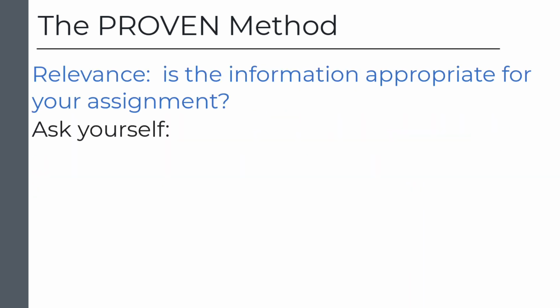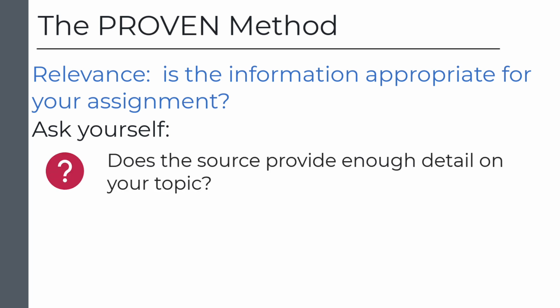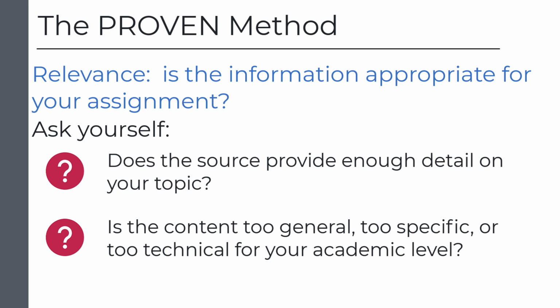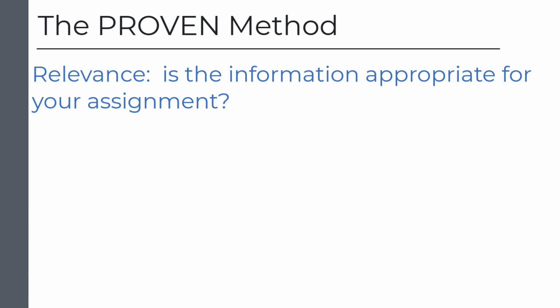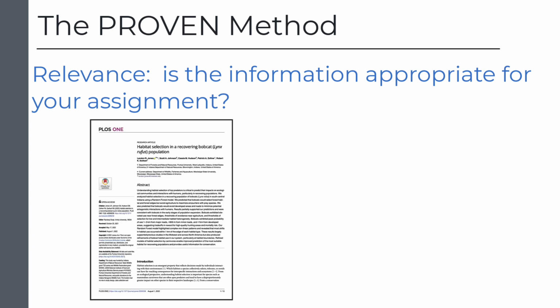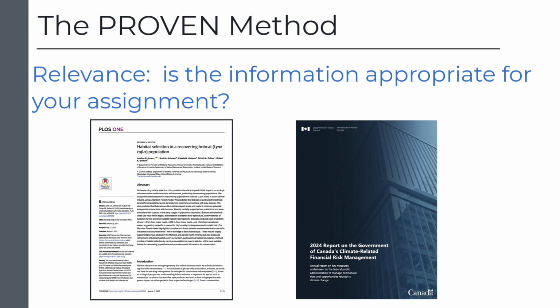Relevance. Consider whether the information directly addresses your research question. Does it provide enough detail? Is the content too general, too specific, or too technical for your academic level? Think about the type of assignment you're completing. If you're writing an analytical essay or literature review, a scholarly article may be most useful. For a policy paper, a recent government report or expert commentary may be more appropriate.